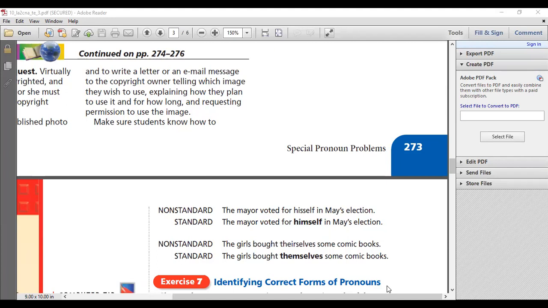Themselves. That's not even a choice. It's either their selves or themselves. Which one would you choose, the first or the second? The second, themselves. Good. Okay, good. All right. Help themselves. Again, here this is a direct object.